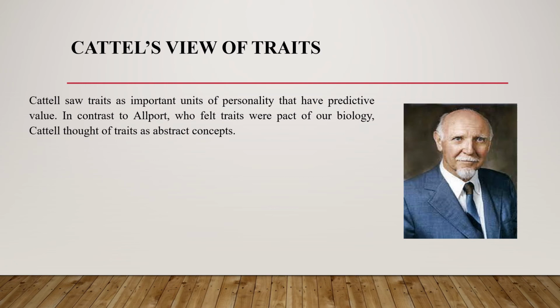Raymond Cattell is a psychologist from England, very famous in the 20th century. Cattell saw traits as very fundamental units of personality that have predictive value about what a person would do in the next situation. In contrast to Mr. Allport, he felt that traits were at the back of our biology, and also thought that traits are more of an abstract concept compared to what Allport said, that mostly traits are of genetic makeup, right?